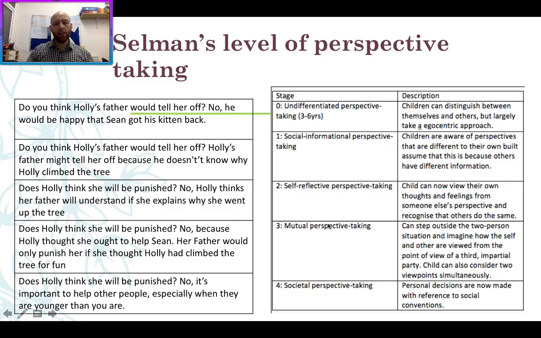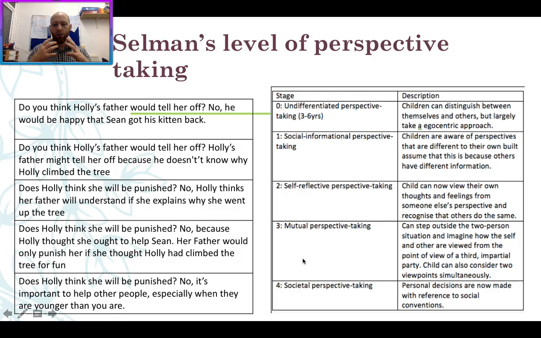Mutual perspective taking, this is where the child or young person can pull themselves outside and adjudicate on two independent individuals. So imagine in this scenario, they can act as a third impartial party and judge both the perspectives. So they can see it from the child's and the dad's from an objective perspective. Does Holly think she'll be punished? No, because Holly thought she ought to help Sean. Her father would only punish her if he thought that Holly had done something for bad reasons. So if she had broken the promise just because she wanted to climb a tree for fun.